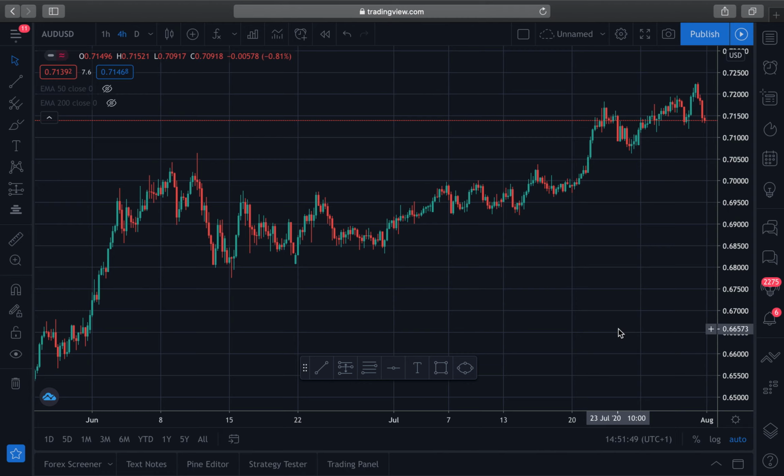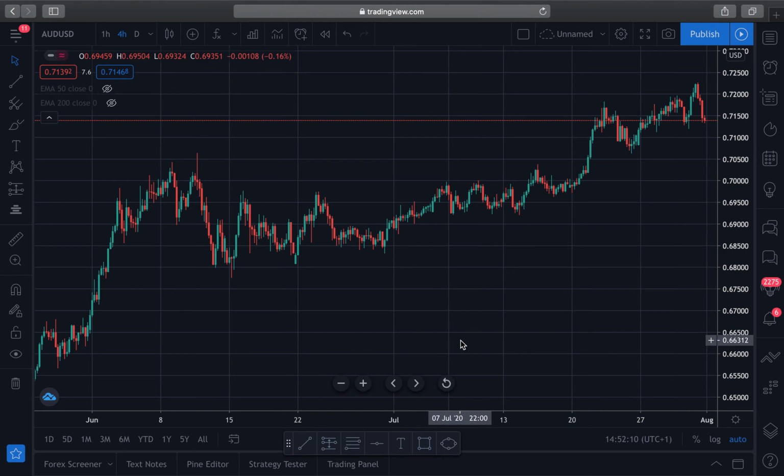So in this class, I'll be talking about multiple time frame analysis. Multiple time frame analysis is a method of technical analysis that you can use to get better entries in the market and look for places to enter the market. Most traders use three time frames in multiple time frame analysis.